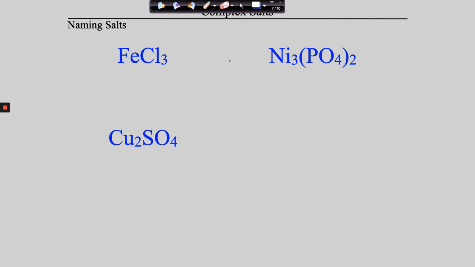I was going to turn you loose on this one, but I fear that's going to do more harm than good. So guys, step number 1, find copper in the periodic table. I don't remember, what number is copper? 29. So guys, copper is element number 29. Does it need a Roman numeral? Heck yeah, it does. It can be 1 or 2.